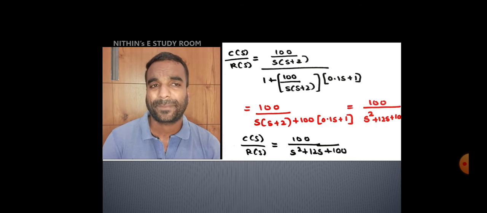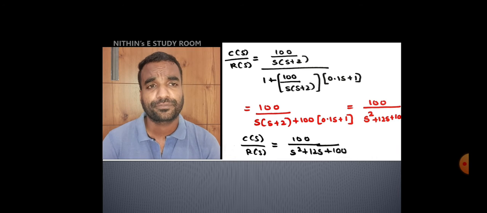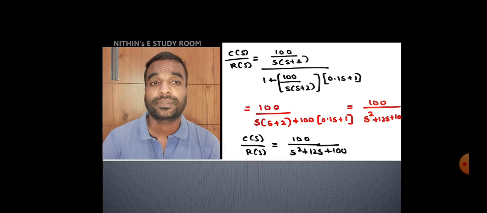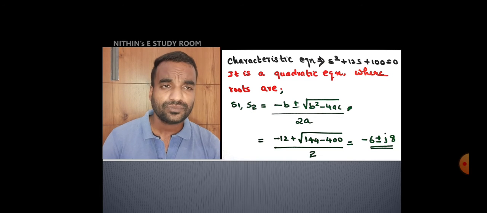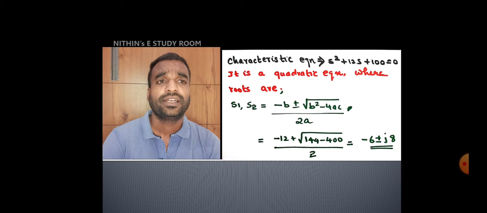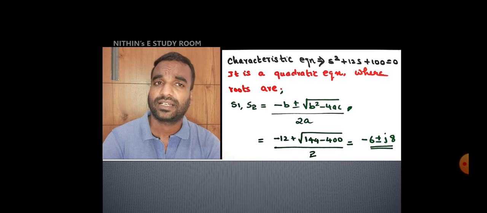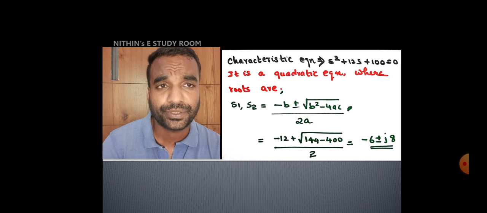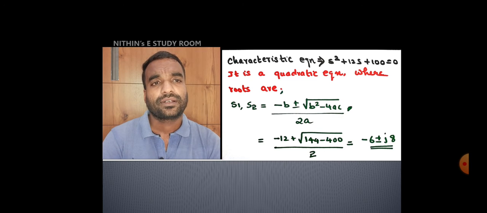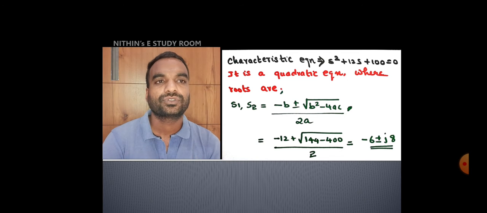You please open the bracket and try to solve it. 100 by s square plus 12s plus 100. That is C of s by R of s. So the characteristic equation is s square plus 12s plus 100. It is a quadratic type equation. You can solve it directly by using s plus a into s plus b, because imaginary terms may come. So we are going to apply this quadratic solution technique.